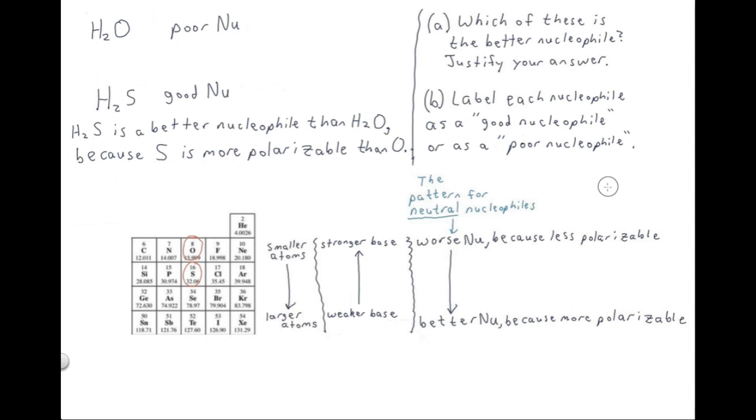Let's make some additional comments. First, notice that this pattern is the pattern for neutral nucleophiles. This pattern does not apply to negative nucleophiles. The pattern for negative nucleophiles is more complicated and depends on the solvent. I'm not going to get into that in this video, but you can find information about comparing negative nucleophiles in your textbook. This is the pattern for comparing neutral nucleophiles from the same column of the periodic table.